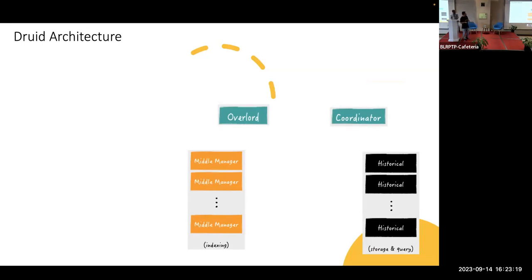Overlord manages how to distribute tasks between middle manager workers. And these middle manager workers basically have something called peons. So if the middle manager has, let's say, 10 tasks, for every task it will try to spin up a JVM process.